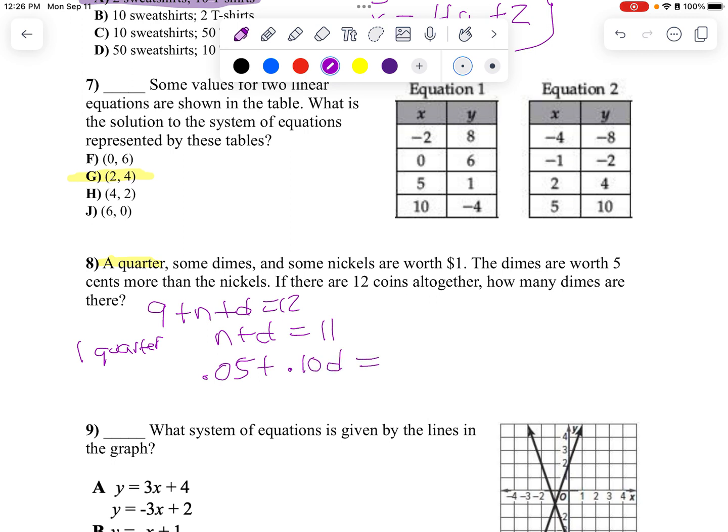And then I know I got $1, but out of that dollar, 25 cents is a quarter. So in other words, it's worth 75 cents. Now, since we're going to graph this, maybe I'll rewrite this using X and Y. So I'll let X be my nickels and Y be my dimes. So I'll go X plus Y equals 11. And 0.05 X plus 0.10 Y is 0.75. So we can do that.